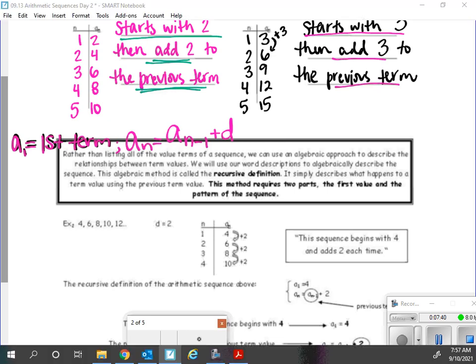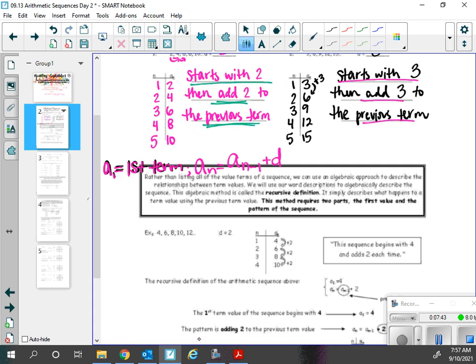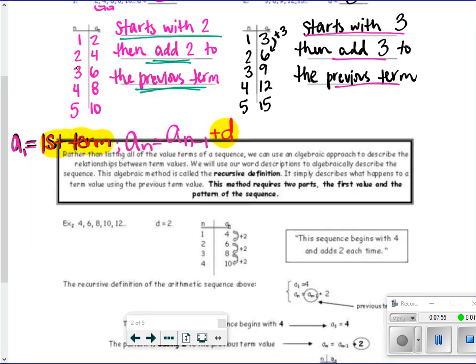When we're talking about what you actually do with this equation, you fill in 2 parts. You fill in the first term and the common difference. That's it. We're not filling in anything else. We fill in those 2 parts with the important parts from the sequence. It says it right here. We require 2 parts: the first value, and then the pattern of the sequence, which is our common difference. Again, the purpose of this form is just to help you build the table.